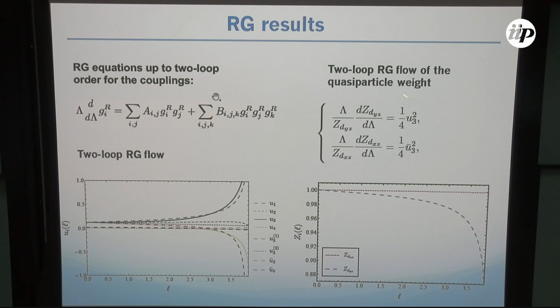And this is the two-loop RG flow for the quasi-particle weight. So we managed to calculate also the renormalization of the Z factor here. As you can see, I just show you Z_yz and Z_xz, and they have different flows. One is much more strongly suppressed than the other. And this is, of course, the signature of this orbitally selective renormalization of the quasi-particle weight that takes place in this model. And the next step is to see what is the feedback of this renormalization of the Z factor in the susceptibilities of the system.